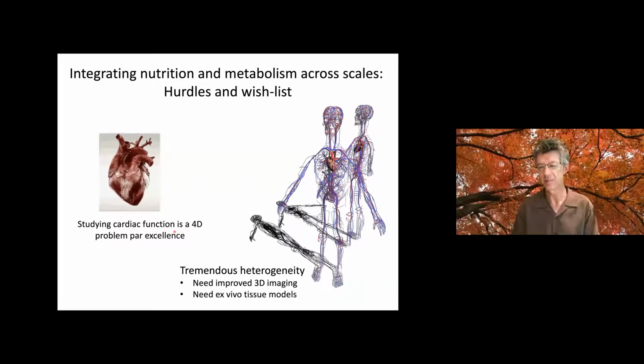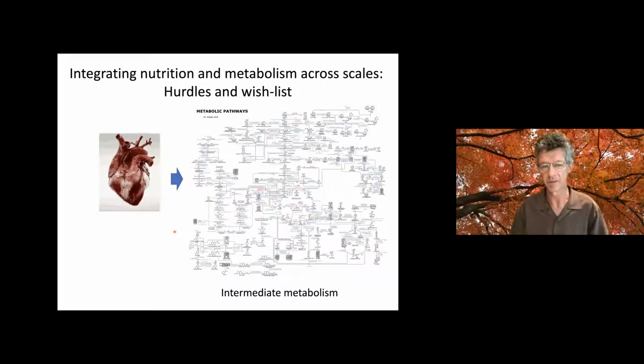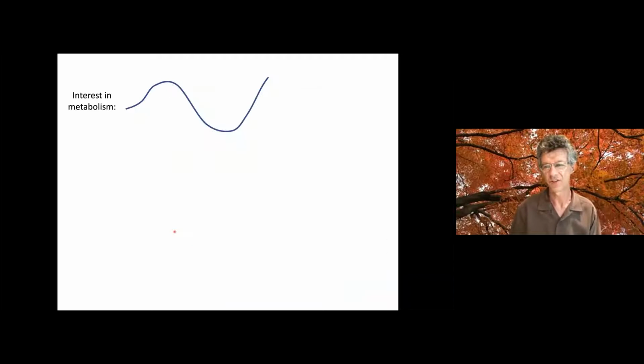But what I really want to talk about was intermediate metabolism, because when I look at that beating heart, what I think about is all those metabolites rapidly exchanging and going up and down different pathways in order to generate the energy and the motion that you're looking at. And I think there are some really important limitations in our ability to look at this, especially in the intact organism.